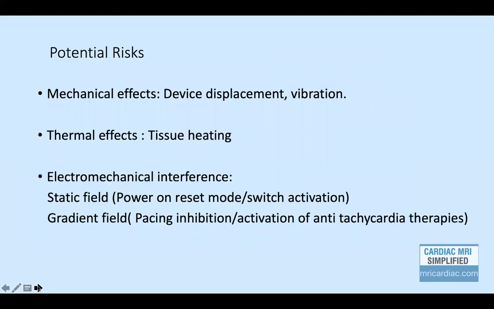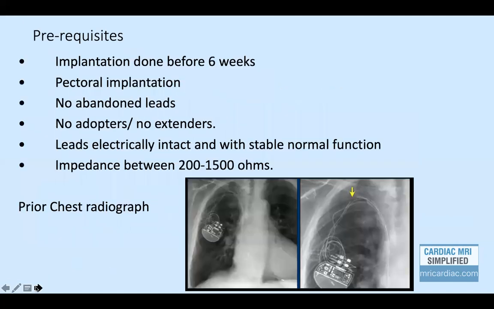Potential risks of devices include mechanical effects, like the device can get displaced; thermal effects, like there could be some heating or burns related to the leads; and some electromagnetic interference, like power on reset mode with any of the switch, and some pacing inhibition. So all these are the potential risks.